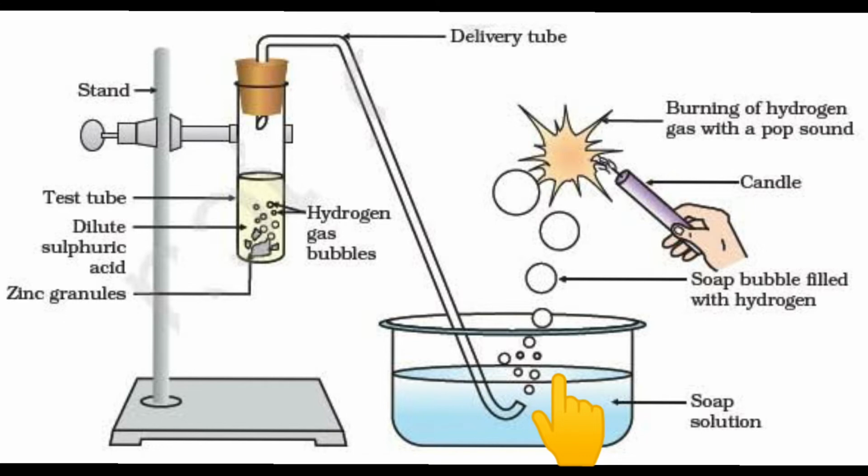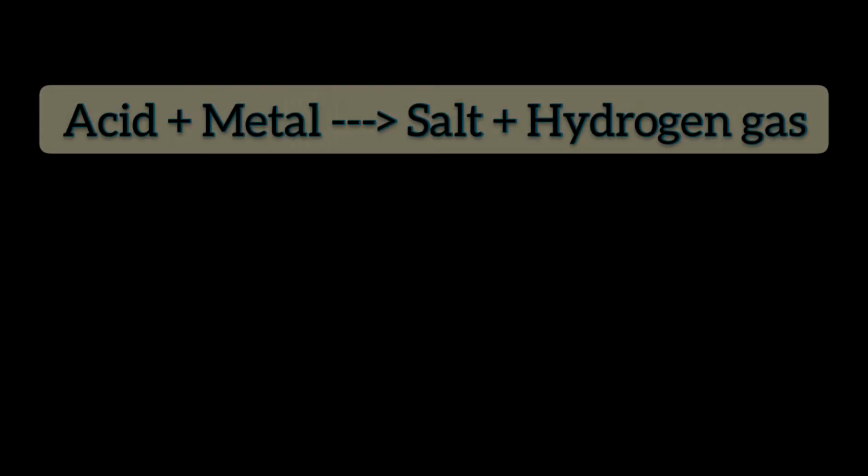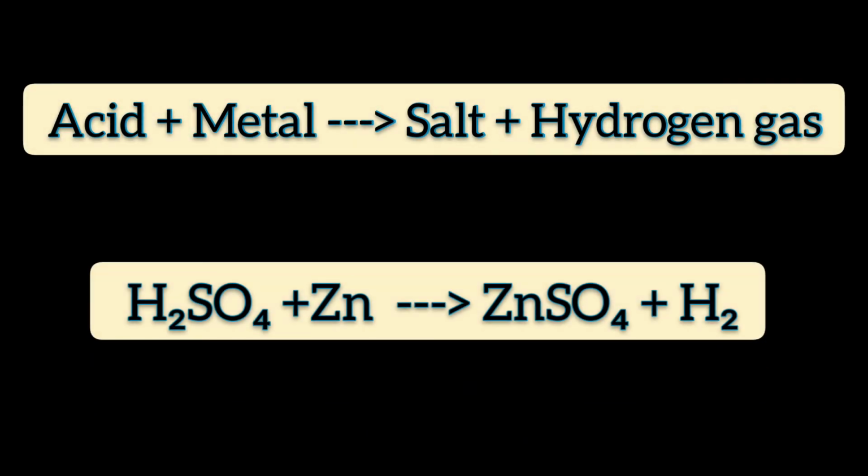To test the gas release as bubbles, we will bring a burning candle near the bubbles. The gas will start burning with a popping sound. It means hydrogen gas is formed as hydrogen gas burns with popping sound. So we conclude that when acids react with metal, salt and hydrogen gas is formed.